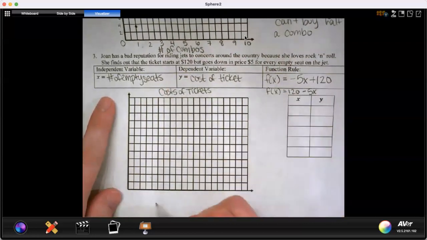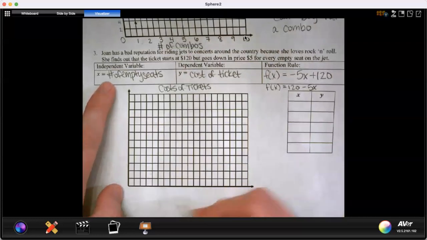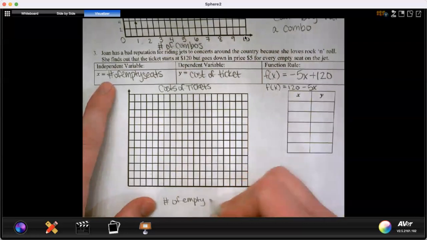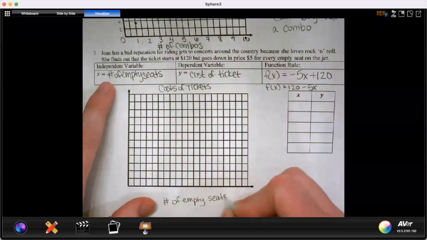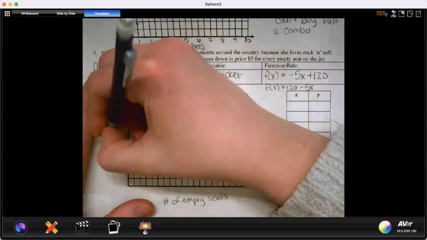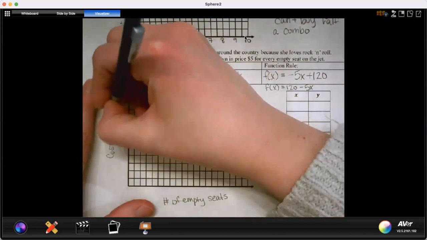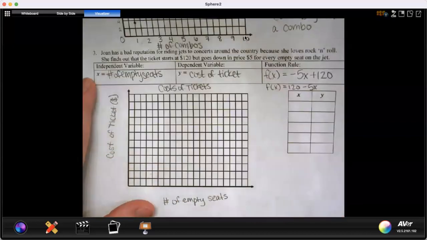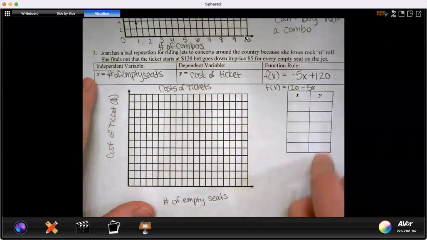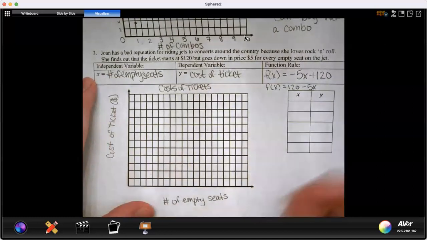And remember, our x, our independent, is always our horizontal. So number of empty seats. And that's being compared with the cost of the ticket. Okay. And again, going back to what I said in the last problem, we do need a number, but let's first figure out what points we're planning on plotting before we actually number anything.